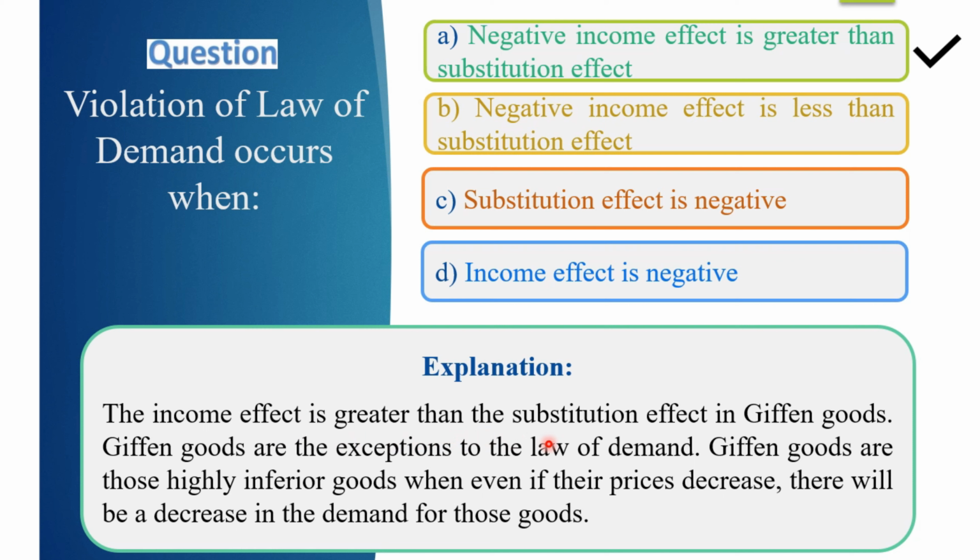The income effect is greater than the substitution effect in Giffen goods. Giffen goods are the exceptions to the law of demand. Giffen goods are those highly inferior goods where even if their prices decrease, there will be decrease in the demand for those goods. So, violation of law of demand तभी होता है जब negative income effect is greater than substitution effect. So, the option number A is the correct answer.